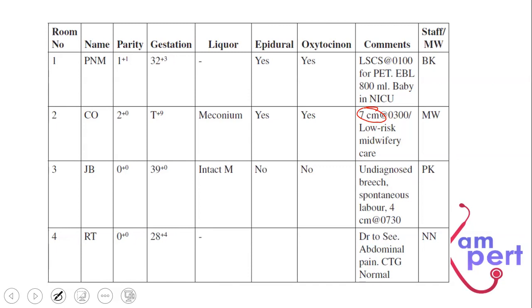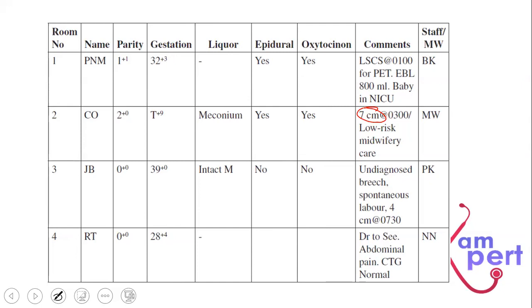For the monitoring, the midwife will monitor her with continuous fetal heart rate monitoring. And if she has any concern regarding the fetal heart or the progress of the labor, then she will report back to me. At the time of delivery, me or my consultant will go there to deliver the breech.